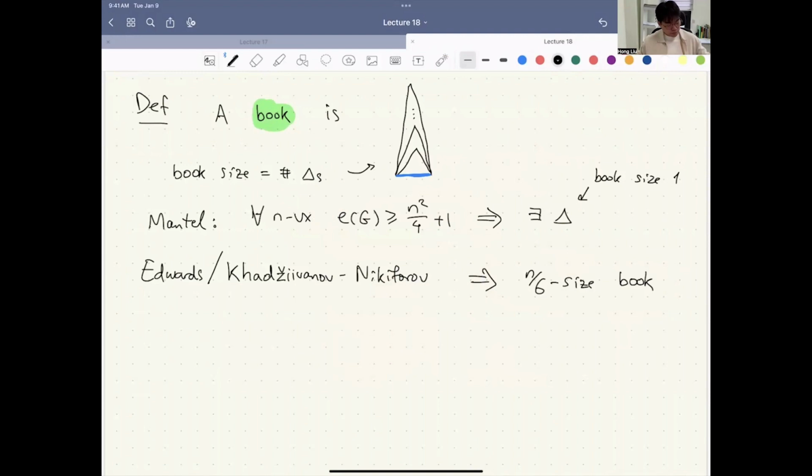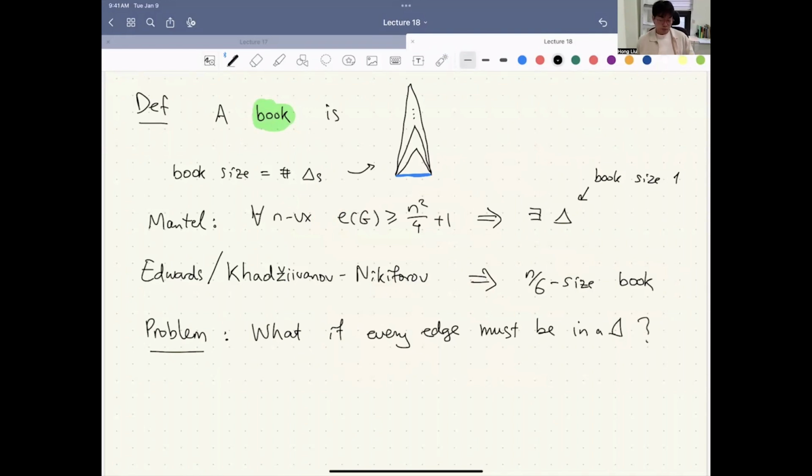Let's rigorously formulate this. The problem is, what if every edge must be in a triangle? Can we lower the edge density and still guarantee a large book? Can we get a large polynomial size book at lower edge density?